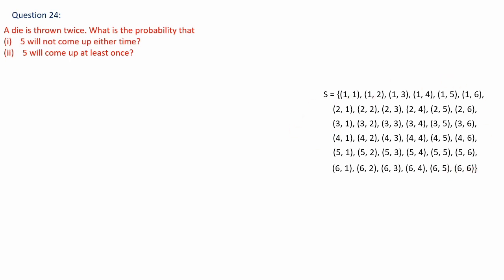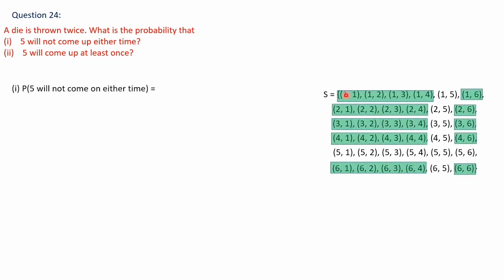Then here 5 will not come up either time, means no 5 will be there. So let's mark the things which are not related with 5. These are the green shaded elements. They do not have any 5 in that pair. So here 1 1, 1 2, 1 3, 1 4, 1 6, no 5s are there. When you check each row's shaded portion, there is no 5 available. So total 5 into 5, total 25. 25 favorable outcomes, total number of outcomes 36. That is the probability that 5 will not come on either time.